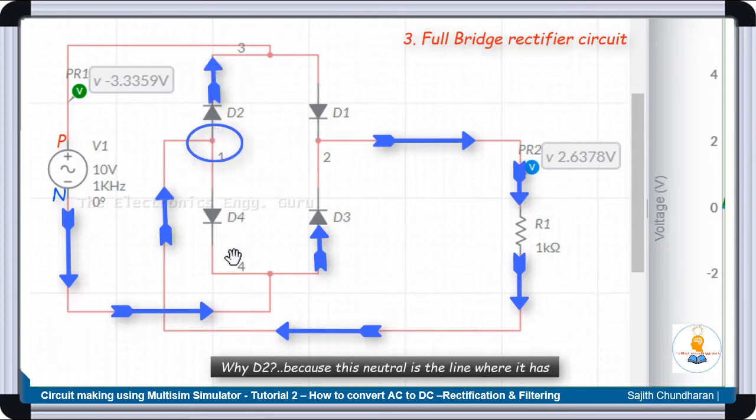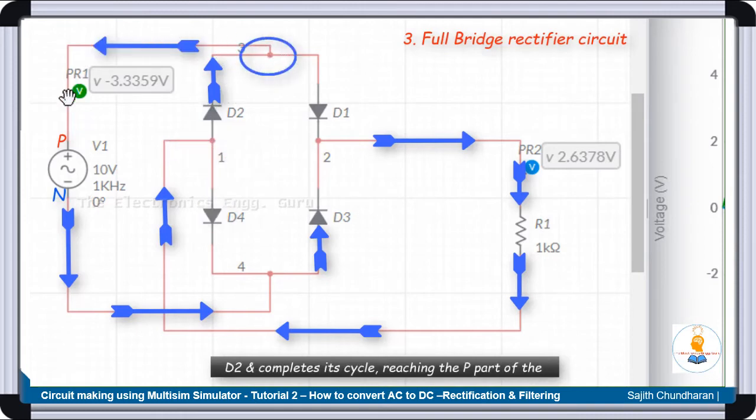Why D2? Because this neutral is the line where it has already started, so it cannot go back to neutral, it has got to go to the phase. So from here it goes through D2 and completes its cycle, reaching the P part of the supply voltage. So this is how the whole cycle works. This is how the current flows.